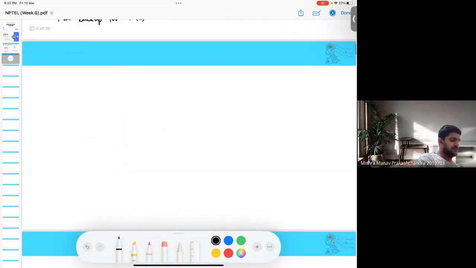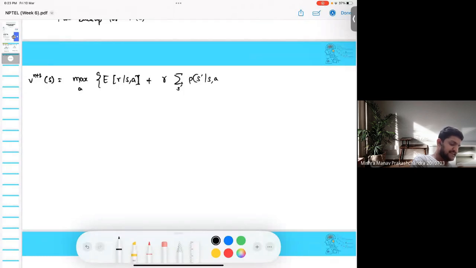And if I were to write it down, this is how it looks. So you have v of n plus 1 of s is equal to max over a of the expectation of r of s comma a plus gamma times sigma over s prime of p of s prime given s comma a times vn of s prime. Okay, so this is basically the simple Bellman update that we have been looking at.